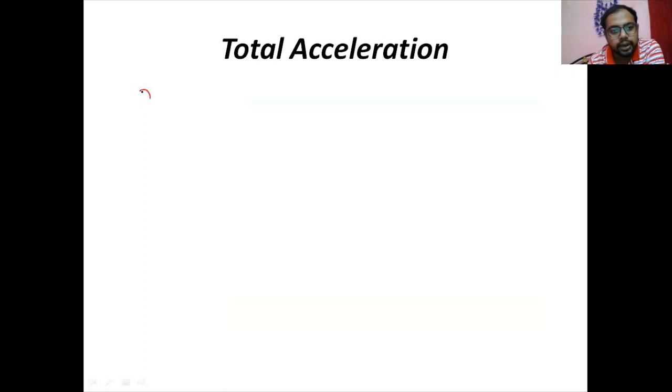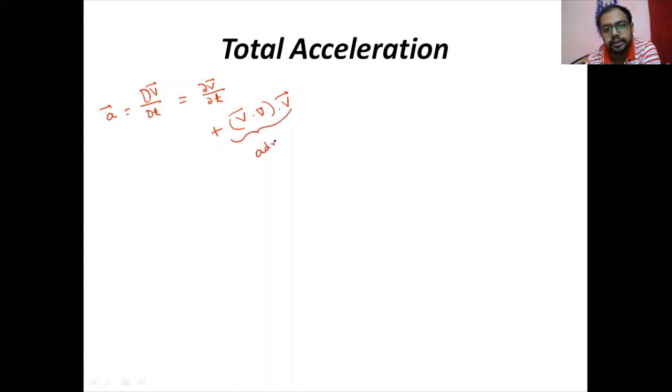So that is the total acceleration component. Total acceleration component is d by dt of the velocity. It has two parts. One part is dv/dt, the temporal component. Another part is v dot del, as a set. This is an advective component. It's known as the advective acceleration.